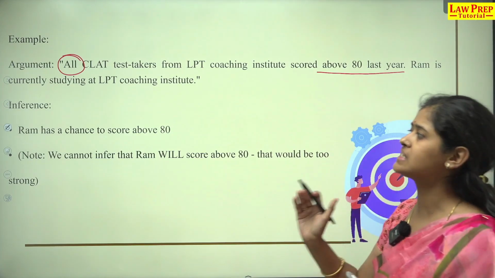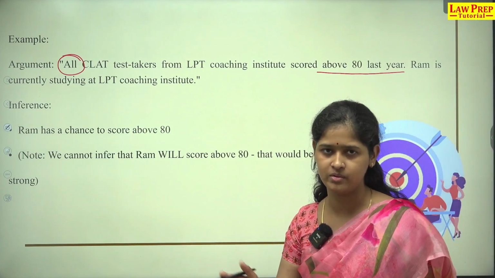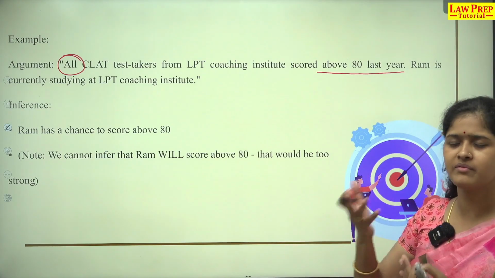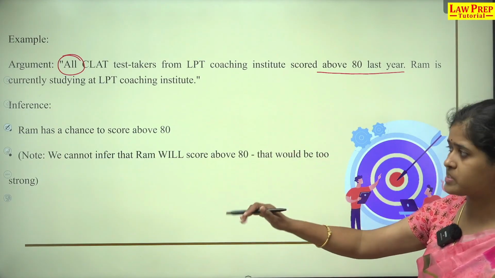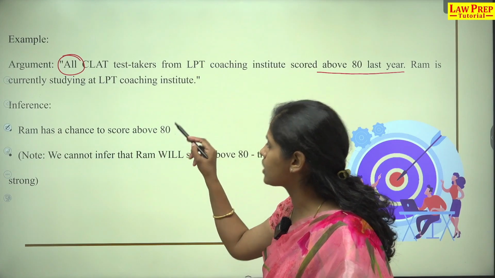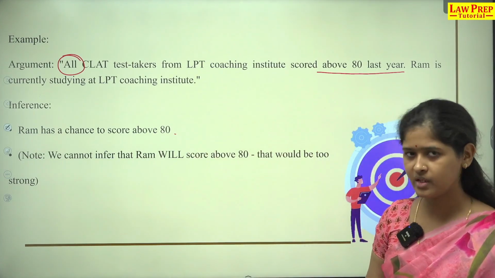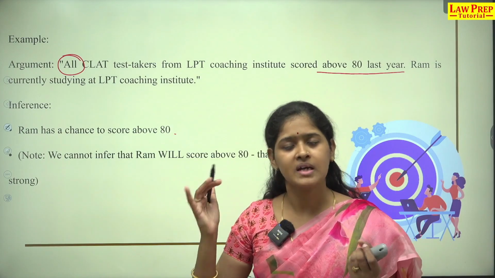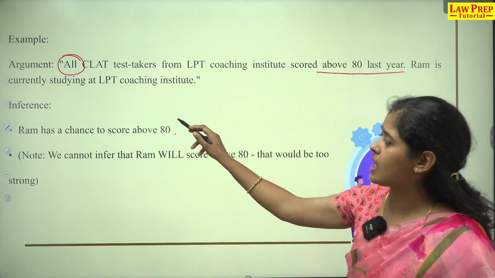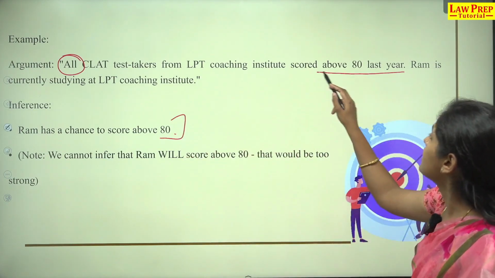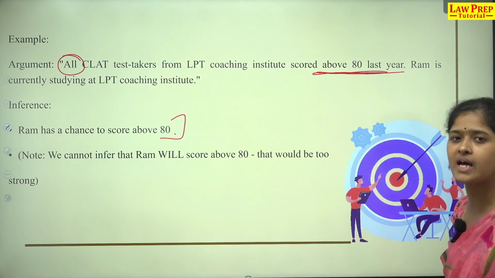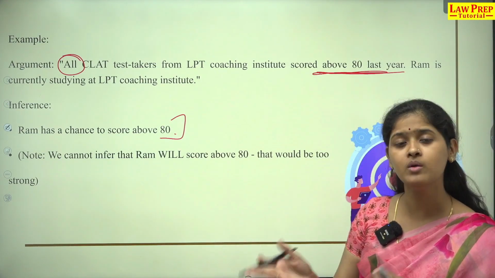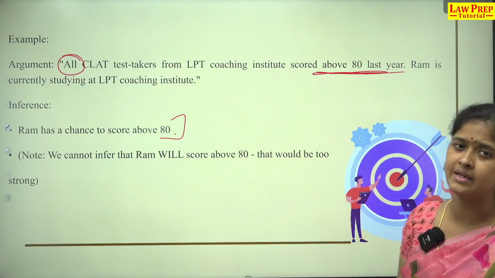Ram is currently studying at LPT Coaching Institute, right. So only inference from this, there can be many. The one I want to take up as my option is Ram has a chance to score above 80, right, in the CLAT. If on 1st of December Ram sits for the exam, I can infer that Ram has a chance to score above 80. Why? Because the premise of this argument says that those who gave the exam and all belong to LPT, they scored above 80 last year.